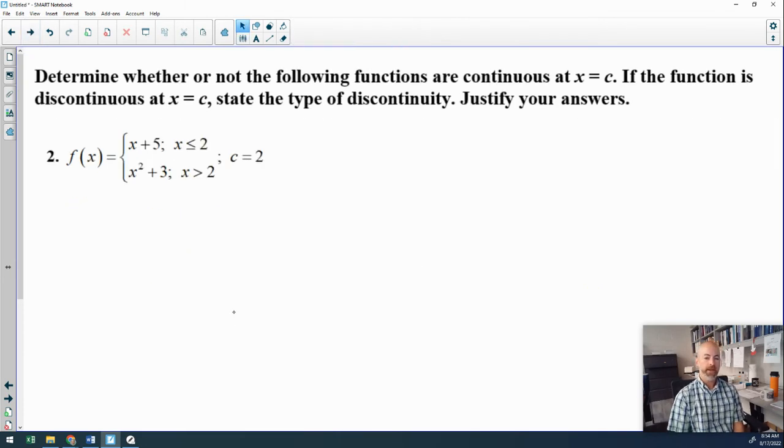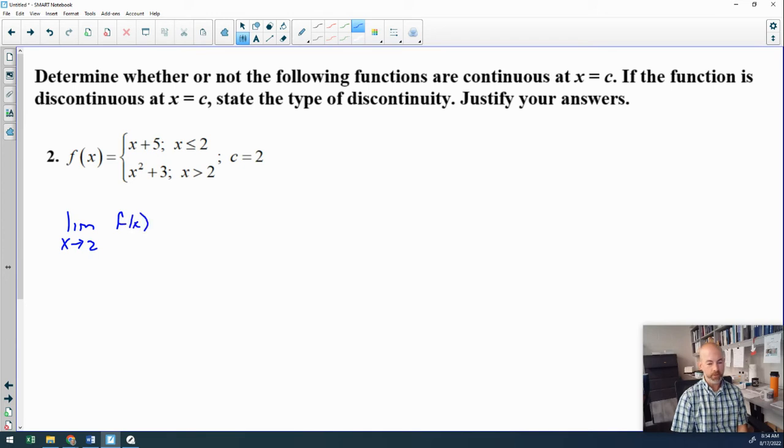So let's look at number 2 here. These are the type of problems that typically ask you about continuity when you have a piecewise function. In order for this function to be continuous at the x value of 2, we need to show that the limit as x approaches 2 of f of x is actually equal to f of 2. If we look at the limit, we can see that the left and right sides of 2 are defined by different equations. So I will have to analyze the left and right sides separately.